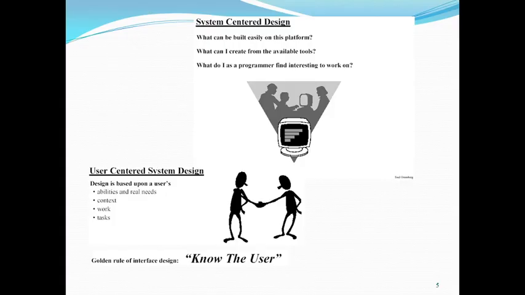So the other part of the design is called user-centered design, and what is considered in user-centered design? Design is based upon users' abilities and real needs. So it's not like system-centered design, which is based on what can be built, rather than what should be built, right? So abilities and real needs, context, and the work and the task. The golden rule of interface design is know the user. You must know the user, you must know their needs, you must know their requirements.